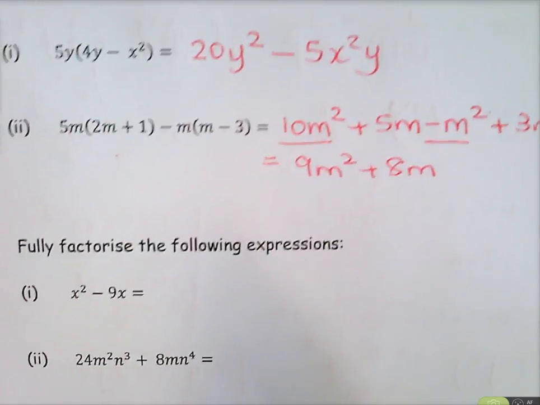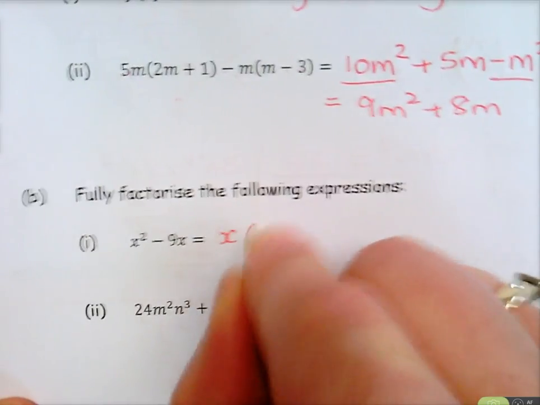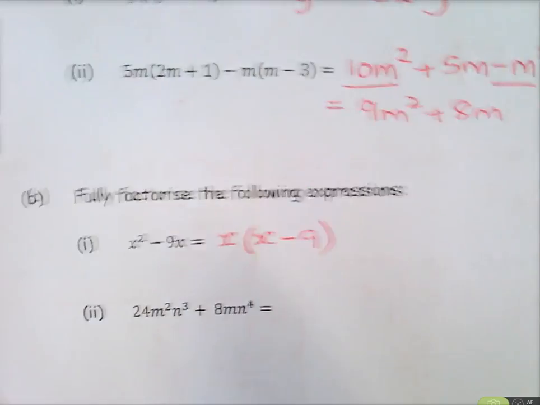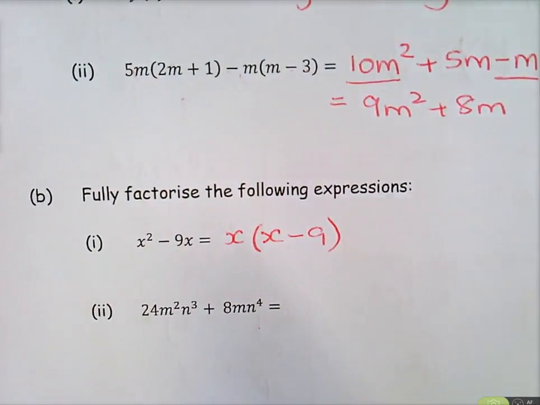Okay, the next question, fully factorise the following expressions. X is the common factor. X squared is x times x, and minus 9 there. Now, the main mistake with this next one was people didn't fully factorise. Look at each thing one at a time.